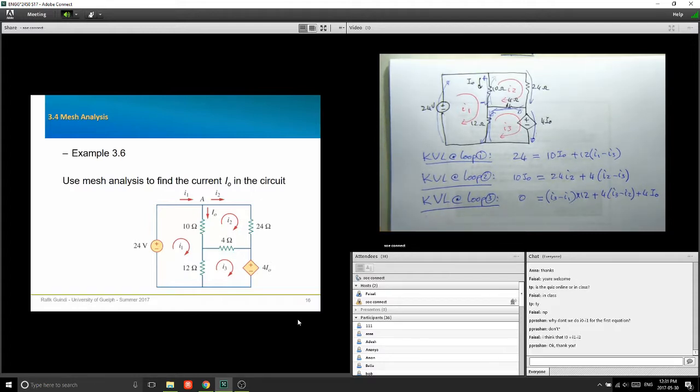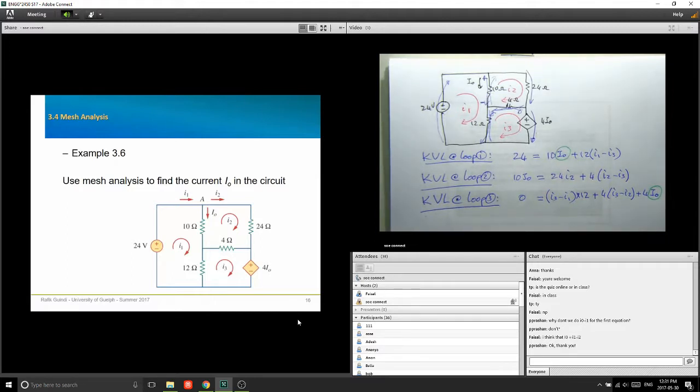So here you go. You have 3 KVL equations in terms of your unknowns, small I1, small I2, small I3. The hitch here is this capital I naught, because 3 equations in 3 unknowns, that's what you need. But you have an additional unknown here, capital I naught.